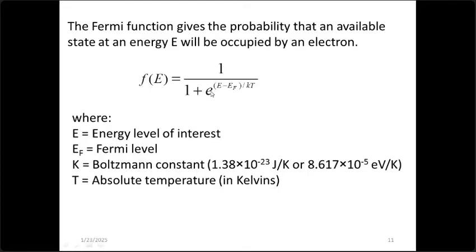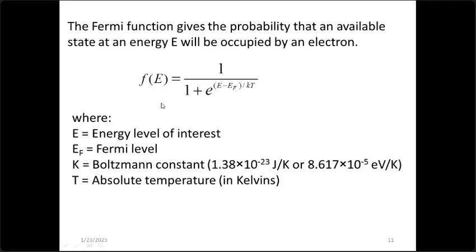So f of E is the probability. And how do we determine the probability? We use this equation, which gives us 1 divided by 1 plus e raised to the power (E minus EF) divided by kT. This e, we call it exponent. I think the exponent is there in your calculators, so you can calculate.